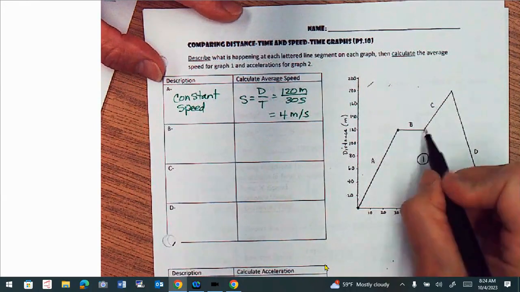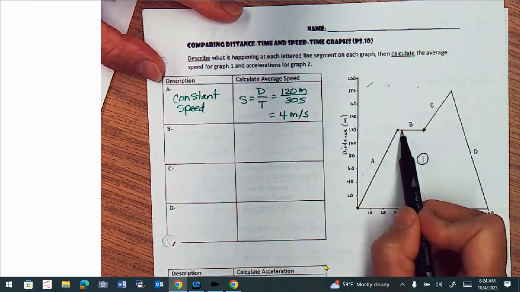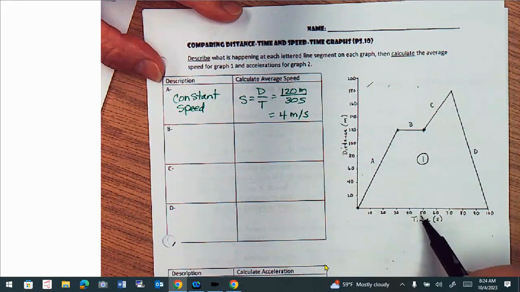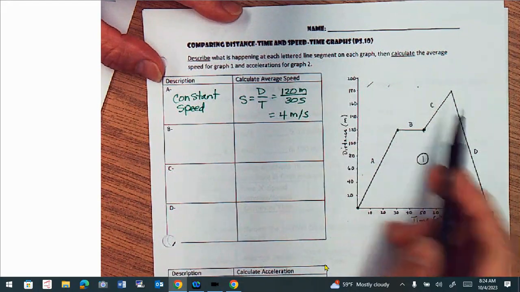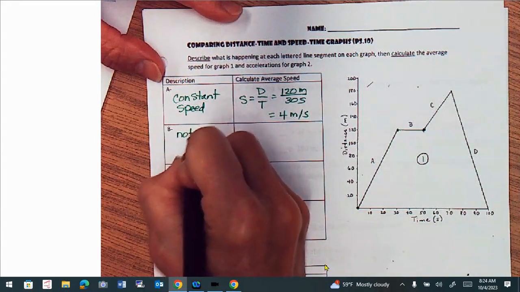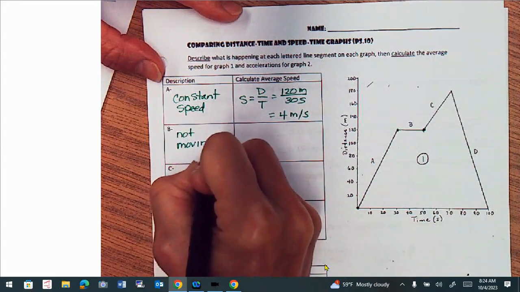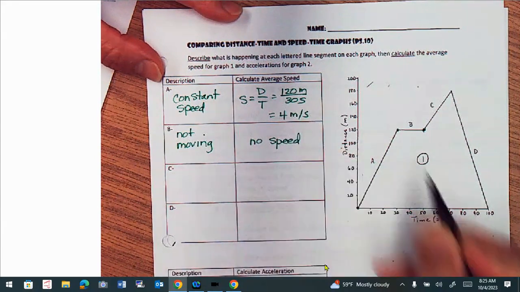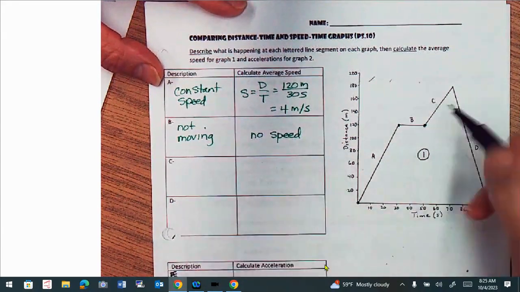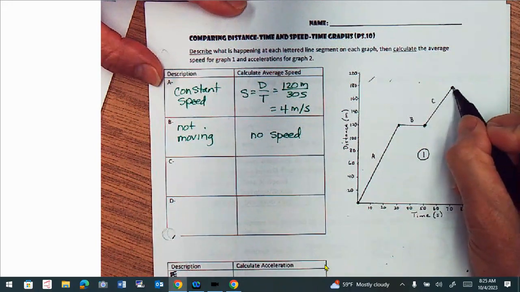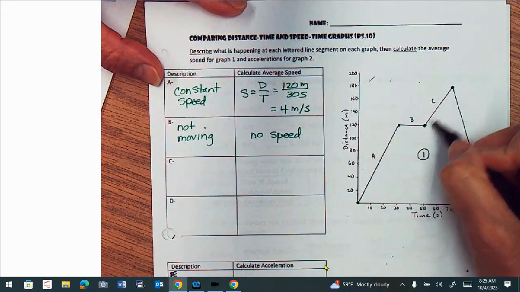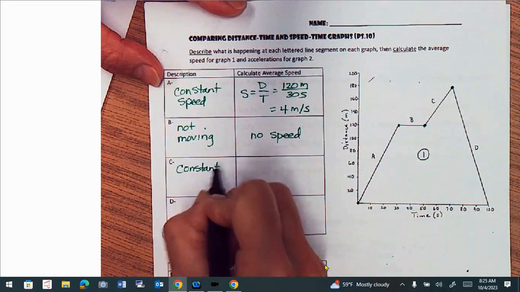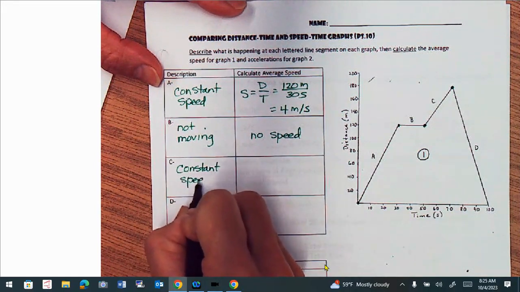Letter B, because it's a flat horizontal line on a distance time graph, that means the object is not moving. No speed. Letter C, this segment, the object is again traveling at a constant speed because we have a straight diagonal line on a distance time graph.